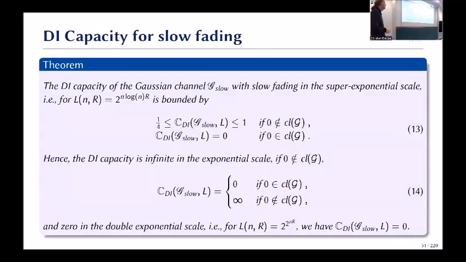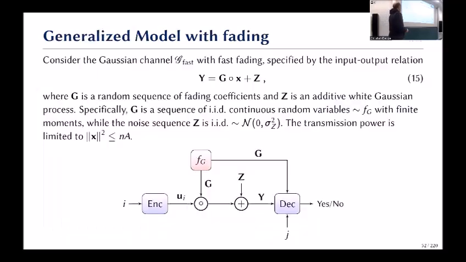We get a really similar result here, in principle the same. For slow fading, you get the capacity bounded by 1/4 and 1, and again you have to change to this scaling. Furthermore, we also generalized it to fast fading.